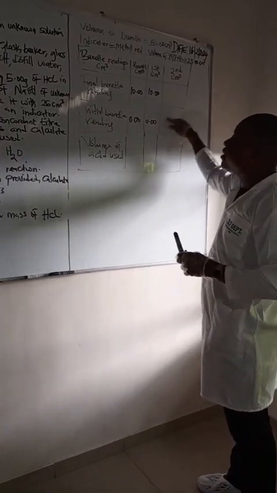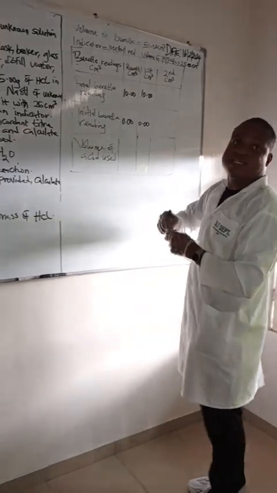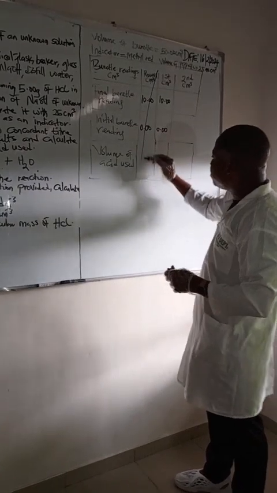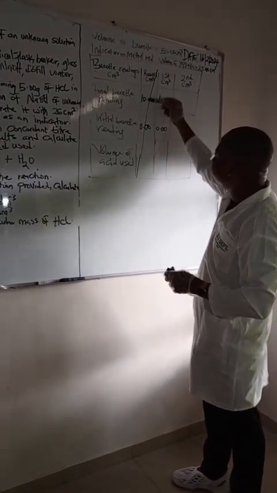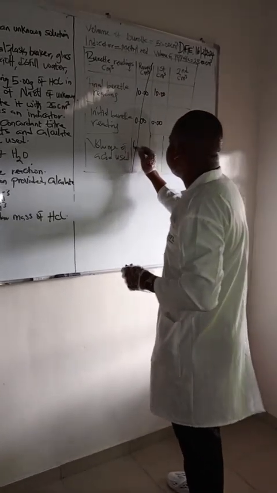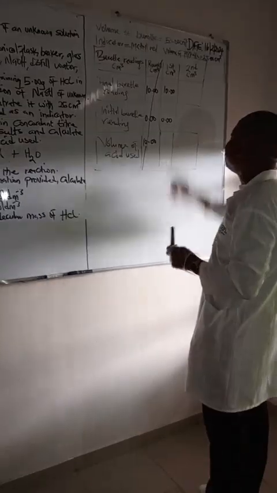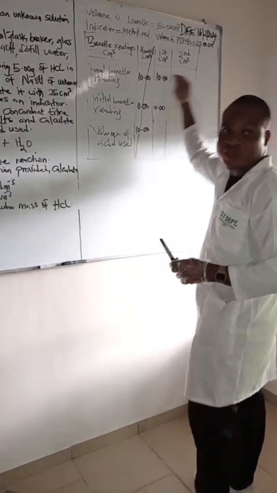Now we are going to take the second reading. But before we do that, since we are not making use of the rough, we are going to cross the rough. The difference between this and this is still 10.00. We are going to cross it because we are not using the rough. Then we are going to do our final titration.